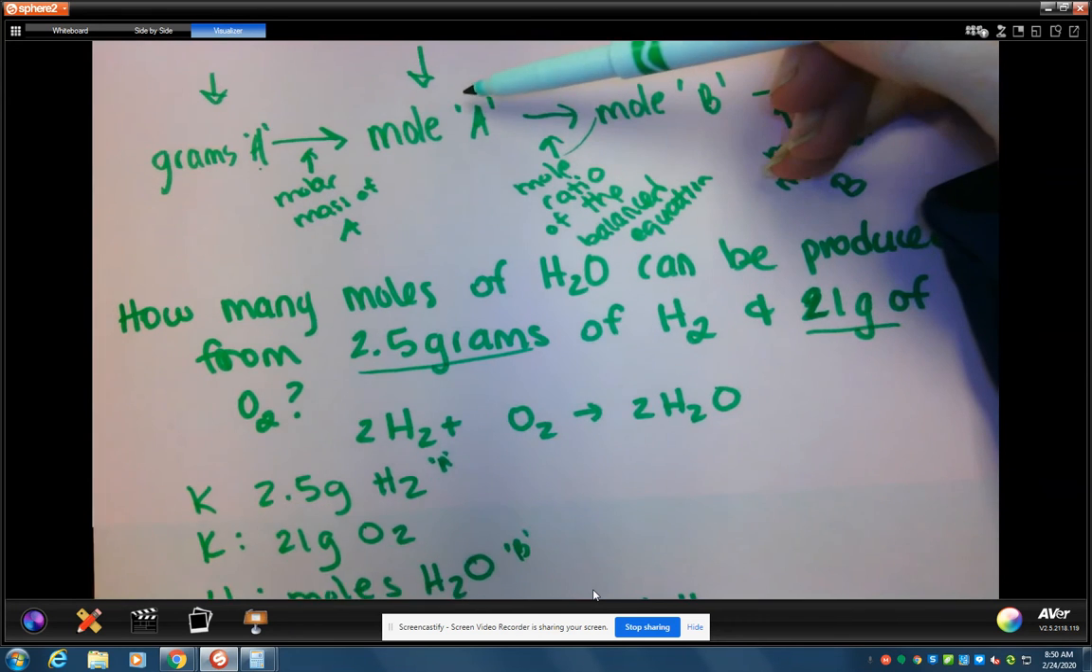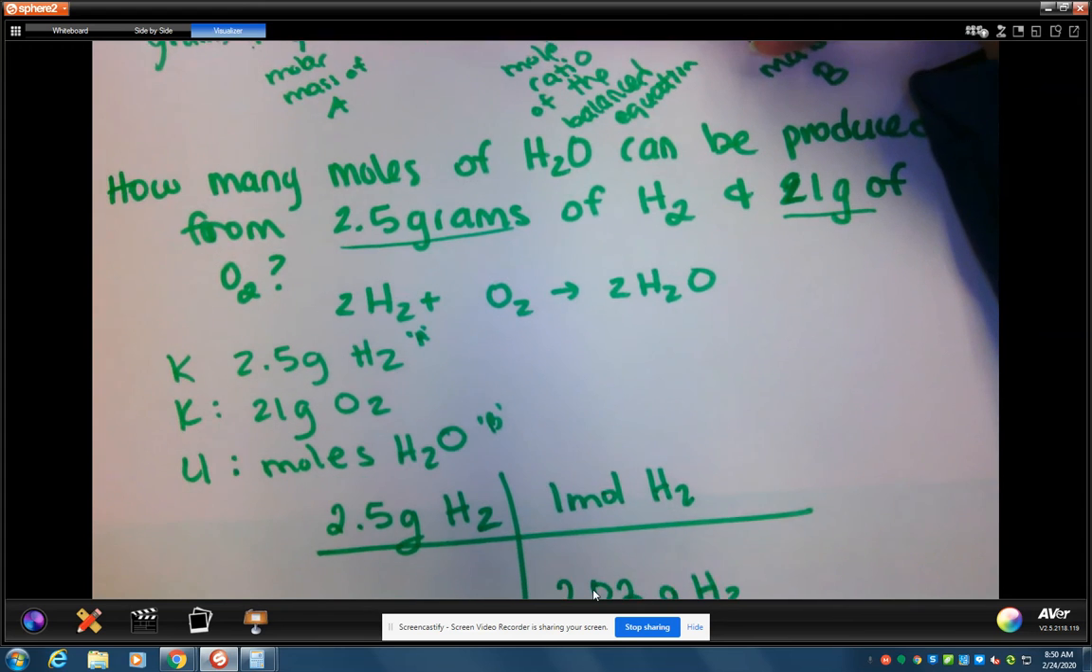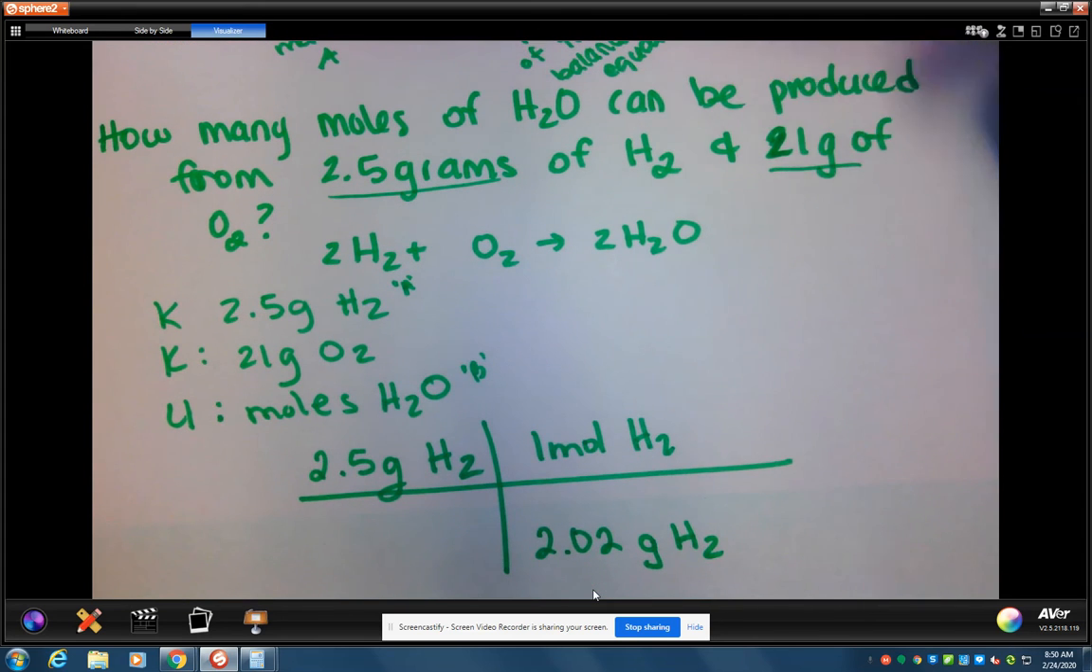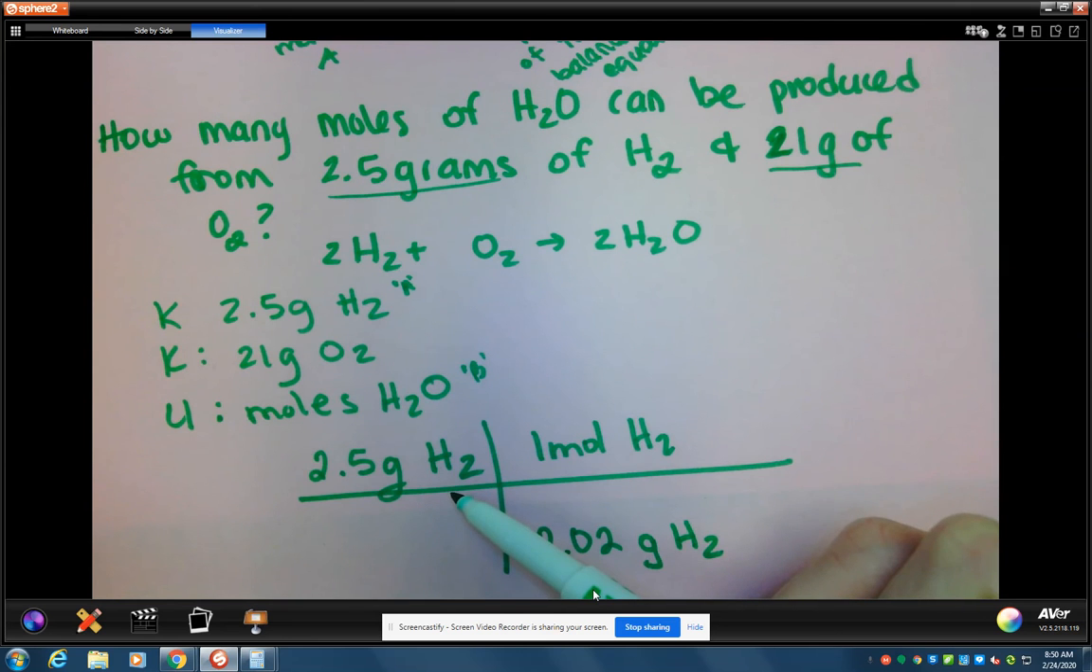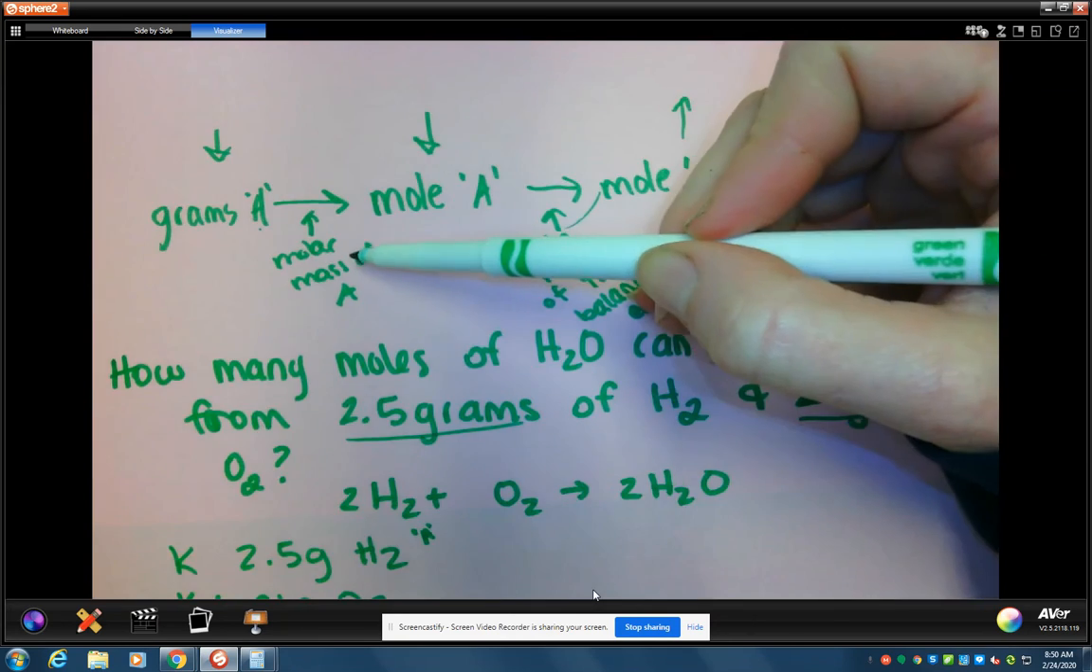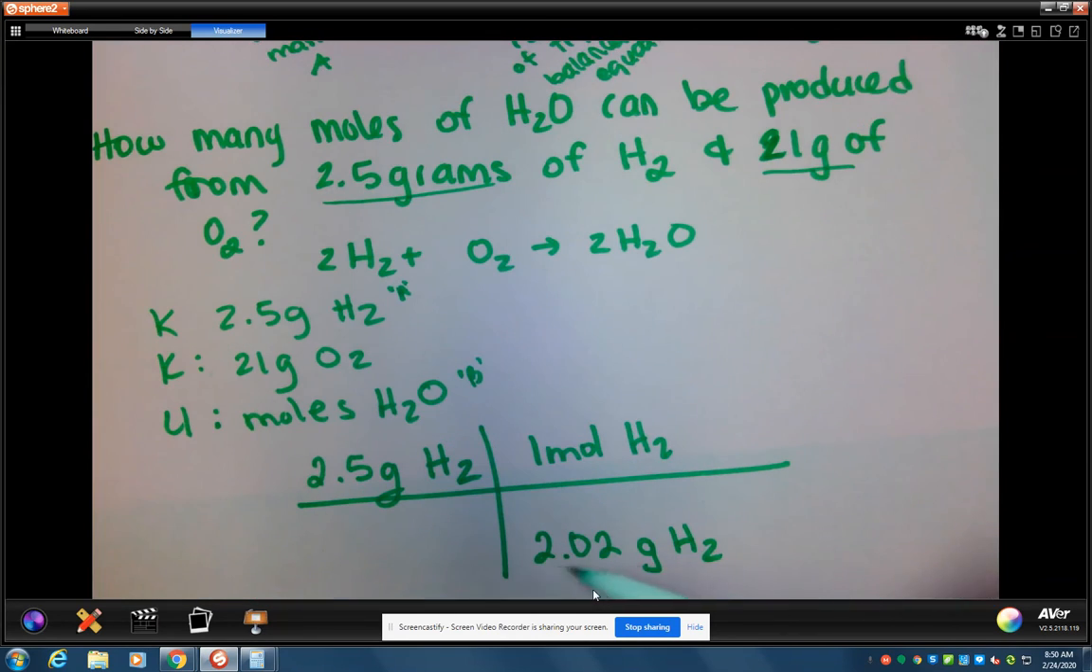But now we're here. So we started with our known 2.5 grams of H2. And then I noticed that grams of H2 is here, so I needed to put it here. And we're in that molar mass step. So I'm going to find the molar mass of H2, and it's 2.02, and then 1 mole.